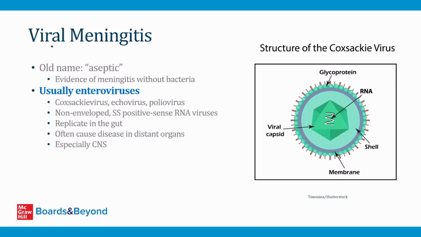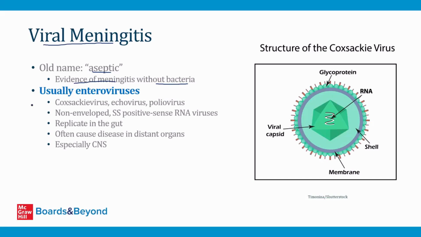Okay, moving on, let's talk about viral meningitis. So the old name for viral meningitis was aseptic meningitis, and you'll still sometimes hear people use this term. The reason it was called aseptic meningitis is because you had clinical evidence of meningitis, but there were no bacteria identified in the cerebrospinal fluid, so it was called aseptic. We now know that these forms of meningitis are usually caused by viruses.